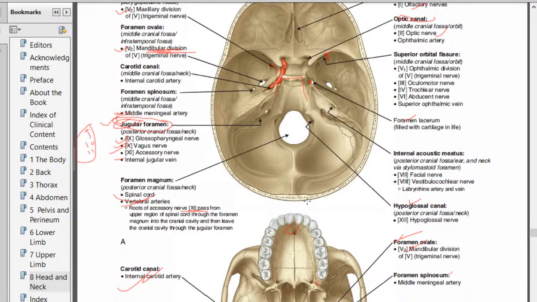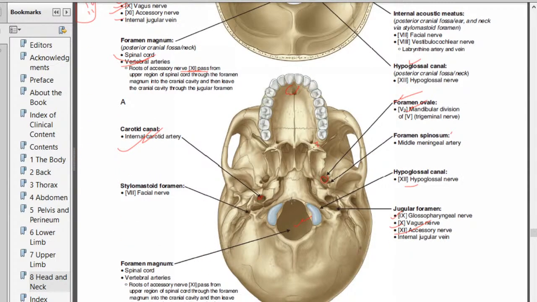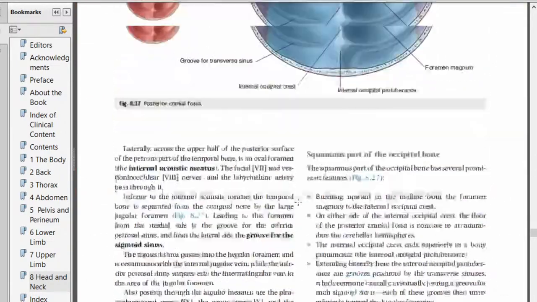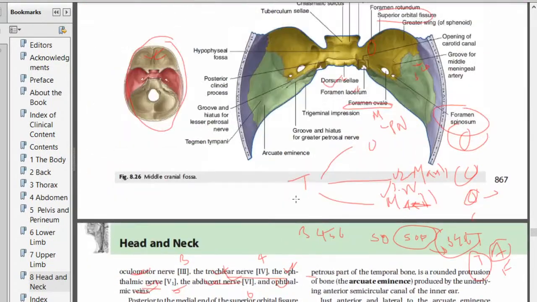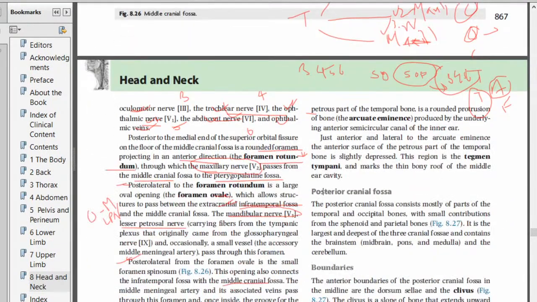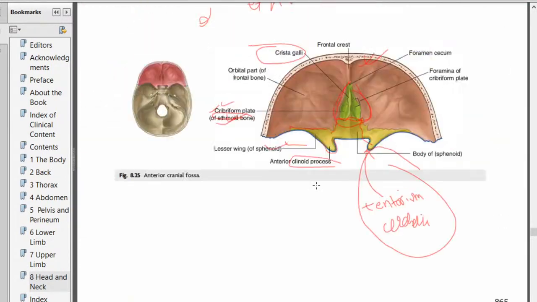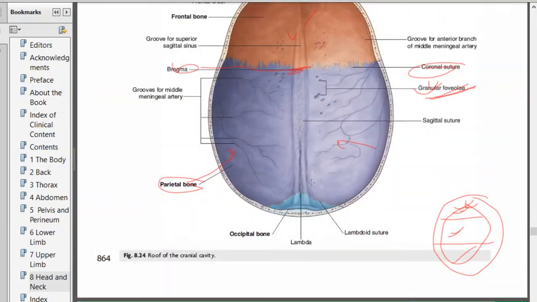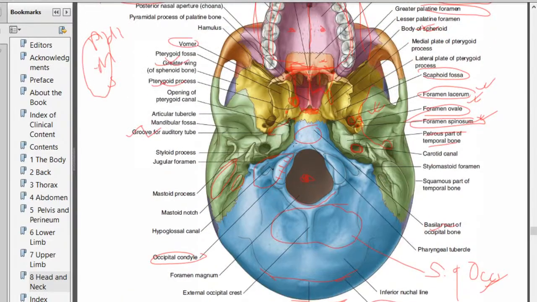It is present in the occipital, squamous part of the occipital bone, I guess. This is the base of the occipital bone. Let's go through the occipital bone again. The occipital bone, if you don't know, is the posterior-most part of the skull, and from the inferior view you can see various parts of the occipital bone. Basically, two parts, I guess.